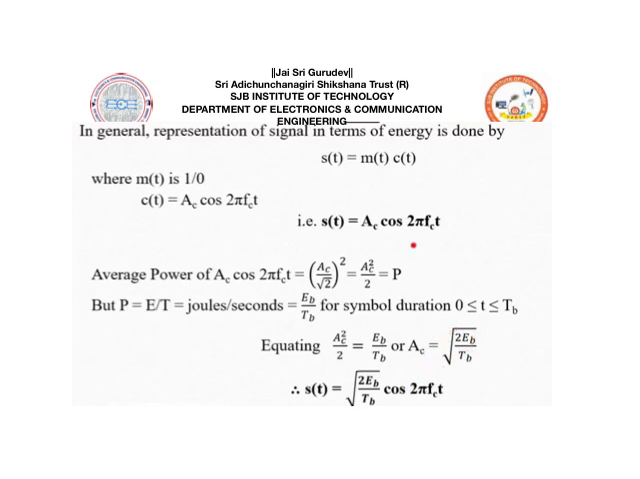Let us substitute this expression in s of t is equal to Ac cos of 2 pi fct. So, the expression of s of t will be equal to square root of 2 Eb by Tb cos of 2 pi fct. This is the representation of the signal in terms of energy, which we need to consider in all the digital modulation techniques. s of t is equal to square root of 2 Eb by Tb, which represents the amplitude, cos of 2 pi fct.